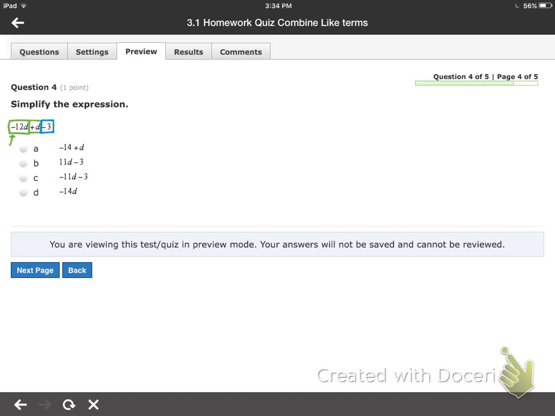So I identified the fact that these two terms can be added together, combined together, and then this term out to the right, the negative 3, is its own separate term, and we're just going to let that be. It's still going to be a part of it.